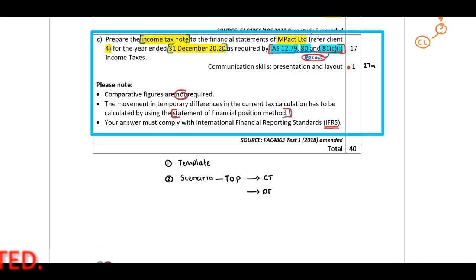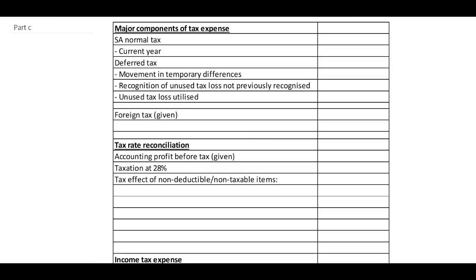When you look at the bottom of your screen, I will include my templates. Therefore, when you refer to a new page, indicate that this is your part C, and I've included my template in terms of my income tax expense note. Okay, so remember your income tax expense consists of your South African normal tax, your deferred tax, and your foreign tax. And we need to remember to include our tax rate reconciliation.